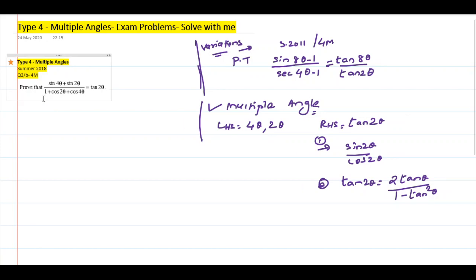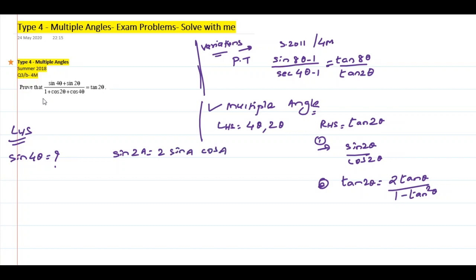So I'm going to take the left side here. And I know straight off the bat that there is sine 4 theta, and I know that sine 4 theta is a multiple angle. What is the formula I'm going to apply? I know that sine of 2a is equal to 2 sine a cos a. I'm going to just highlight it in a different color so that you know the formulas. Okay, this is the formula, right?